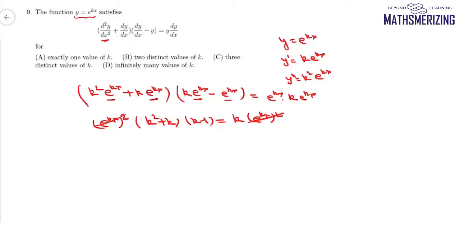Now here I'll take k common, and I'll write k into k square minus 1 into k. So from here, one solution that I'll get is k equals 0, and then I'll get k square minus 1 equals 0. That is, the value of k is plus or minus 1. So this function satisfies this given differential equation for 3 distinct values of k. That's your option number C.